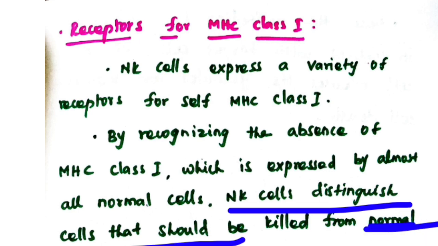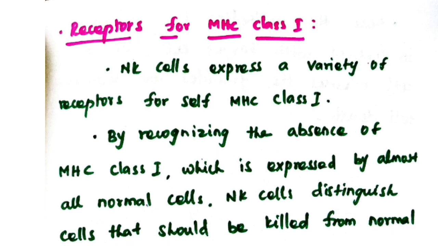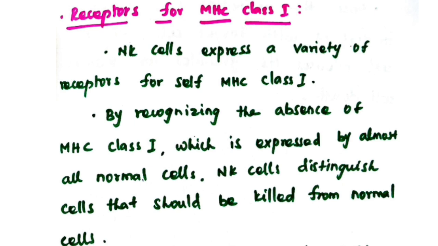Okay, normal cells express MHC class 1 but infected cells do not. So these NK cells recognize this class 1 MHC molecule and it distinguishes the normal cells and infected cells. Once it recognizes the abnormal cells by the absence of MHC class 1, it kills those abnormal target cells by releasing its cytolytic granules. So these abnormal cells include some tumor cells and some cells infected with virus. So the natural killer cells are also known as efficient cell killers.